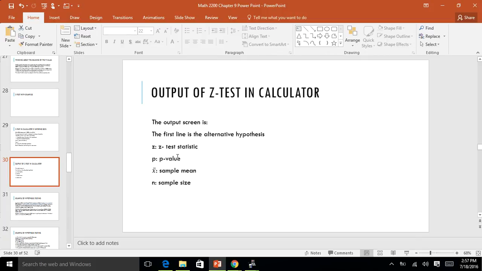And you get an output, and on the output screen, the first line is the alternative hypothesis. That is a great way to check yourself to see what you're doing right and what you're doing incorrect. So Z is the z-test statistic, P is your p-value, X bar is your sample mean, and N is your sample size. So let's go ahead and do an example.